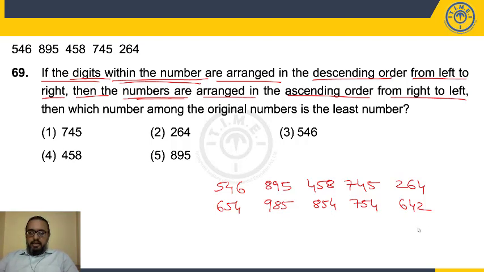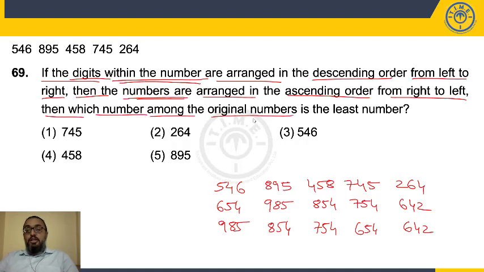Okay, now ascending order from right to left, the least number is 642, and then you have 654, then you have 754, then you have 854, and then you have 985. Ascending order from right to left. Then which number among the original numbers is the least number? Okay, now the least number here is 642, correct? Now since he is asking about the original numbers and the last step, what did we do?